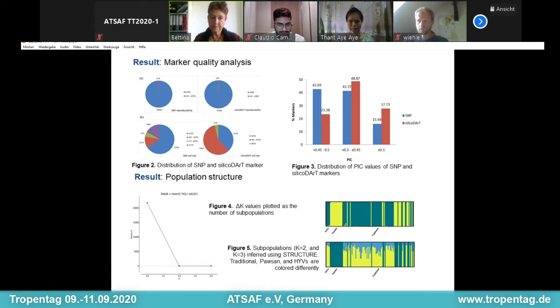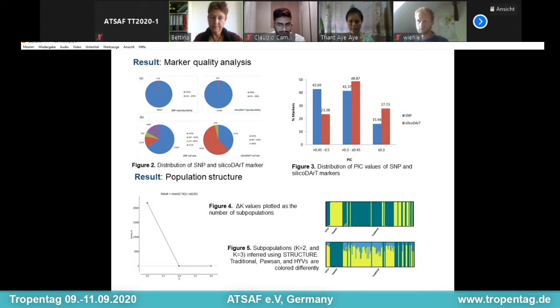Before genomic analysis, we first check the quality of markers using quality control parameters such as reproducibility, call rate, and PIC. In Figure 2a, 99% of total markers in both SNP and in silico DArT showed greater than 95% reproducibility. In Figure 2b, 83% of SNP markers had a call rate greater than or equal to 75%. In silico DArT, 58% of total markers had a call rate of 85 to 95%.